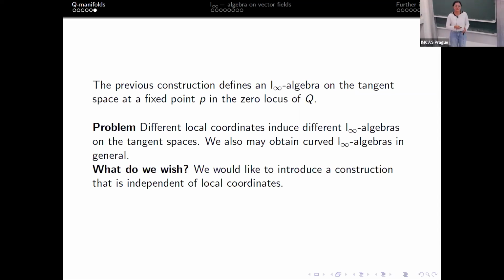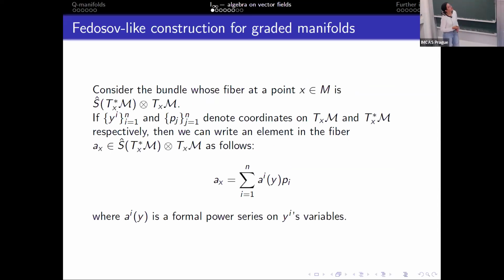Okay, so that's what we wish to do now. We would like to make a globalization of the L-infinity algebras. That's why this talk is called like that. And one of the ways to fix this problem of the high dependence on the coordinates is to consider this fiber bundle, which I consider at a given point x. I consider the fiber given by this expression here. So the elements in this fiber can be thought of as vectors with coefficients being a formal power series.